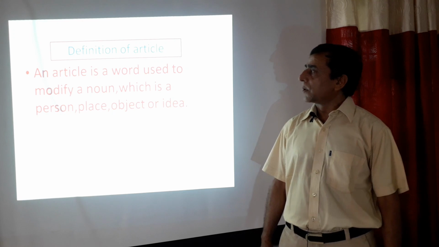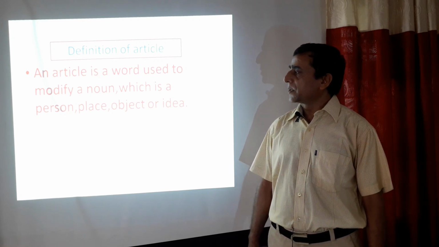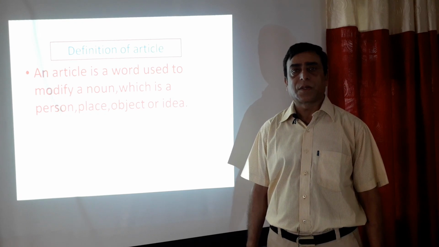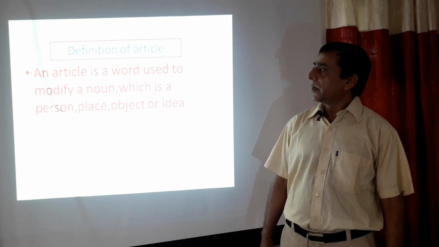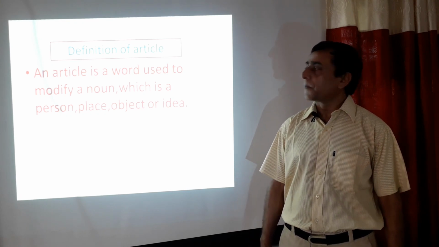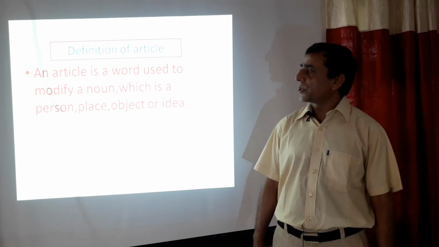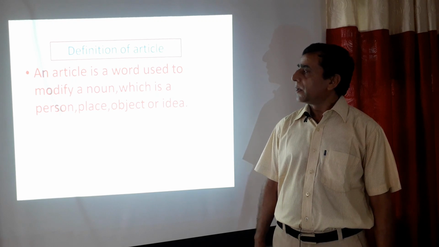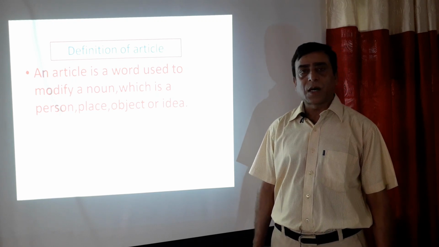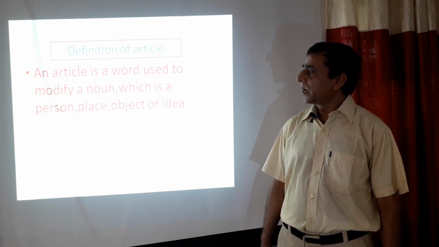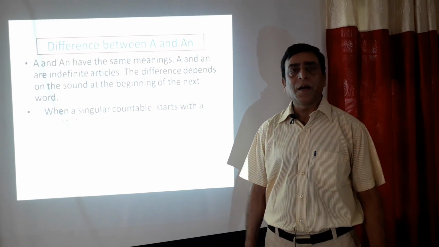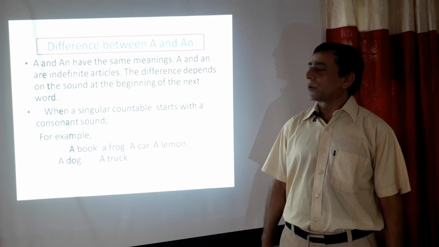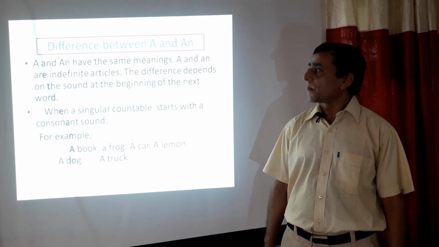An article is a word used to modify a noun, which is a person, place, object or idea. Dear students, be clear that an article is a word which is used to modify a noun which is a person, place, object or idea. Let's know about the difference between a and an.